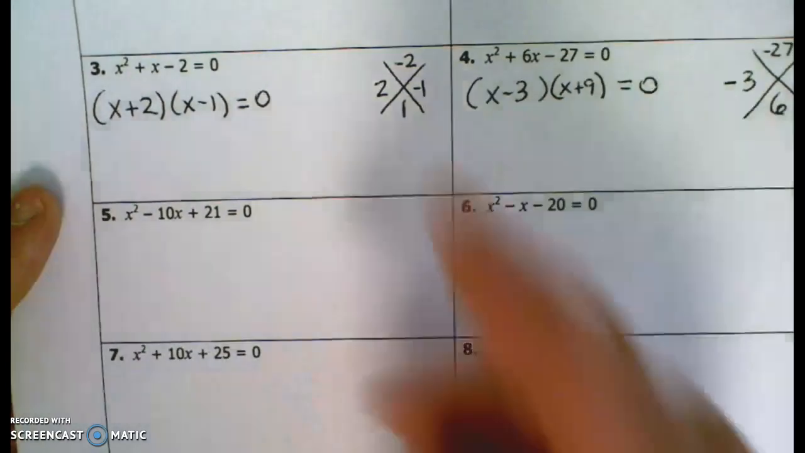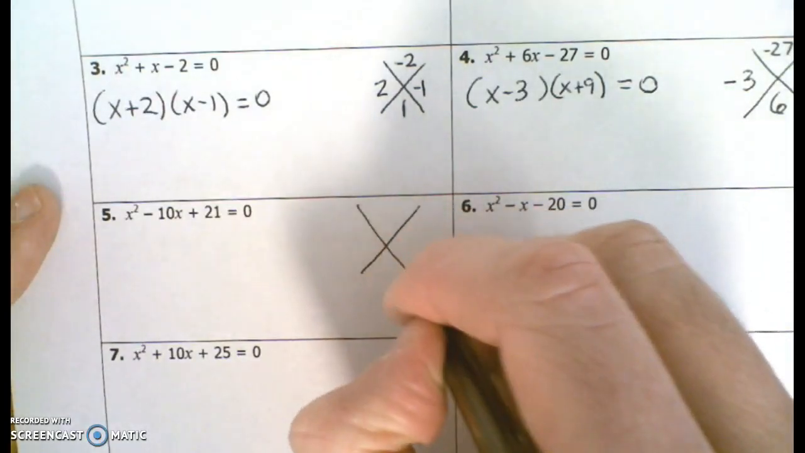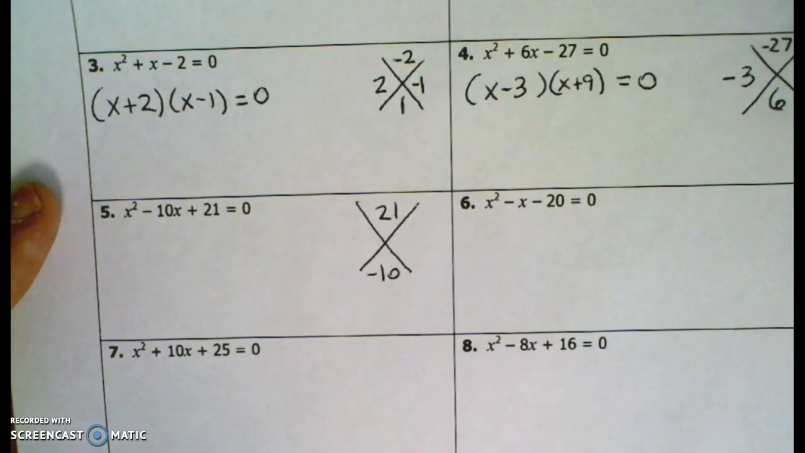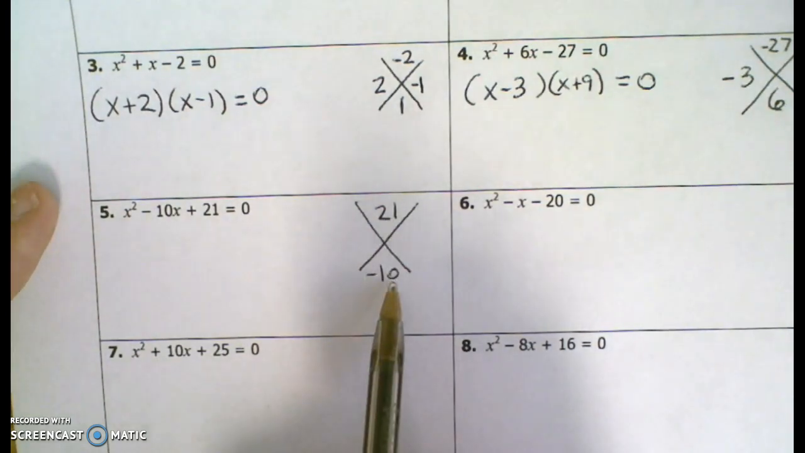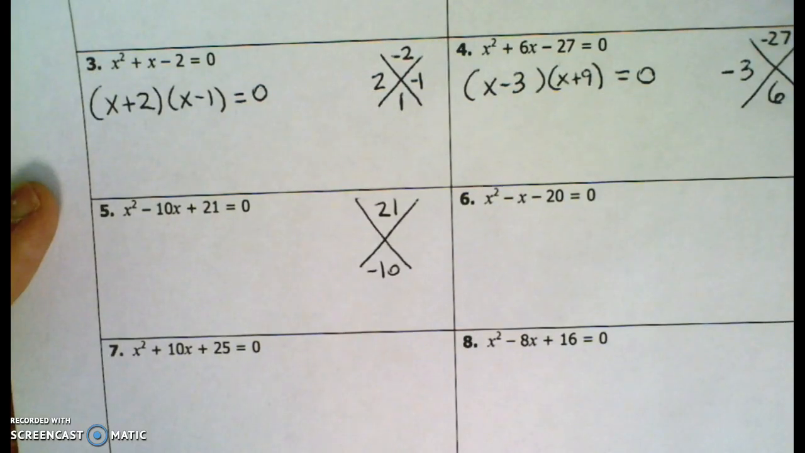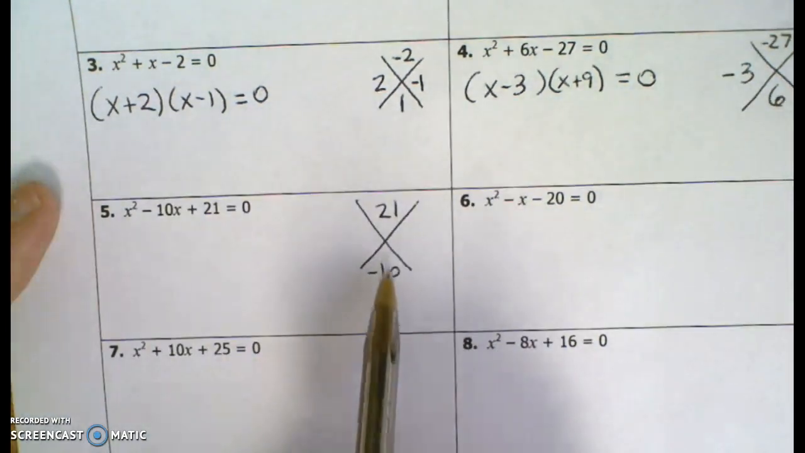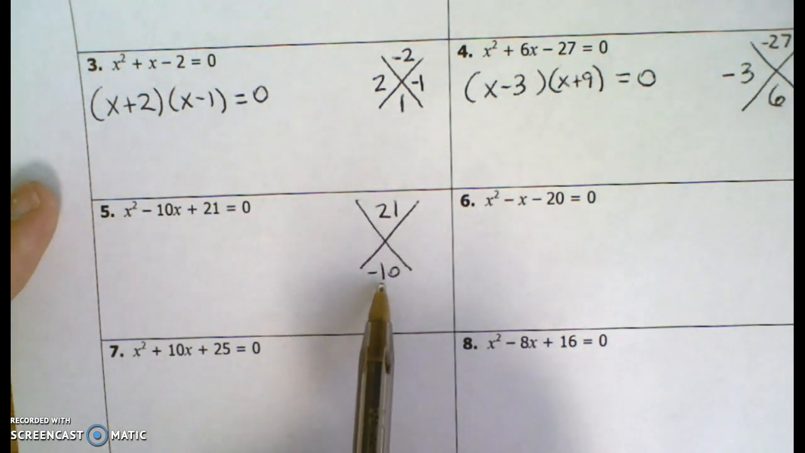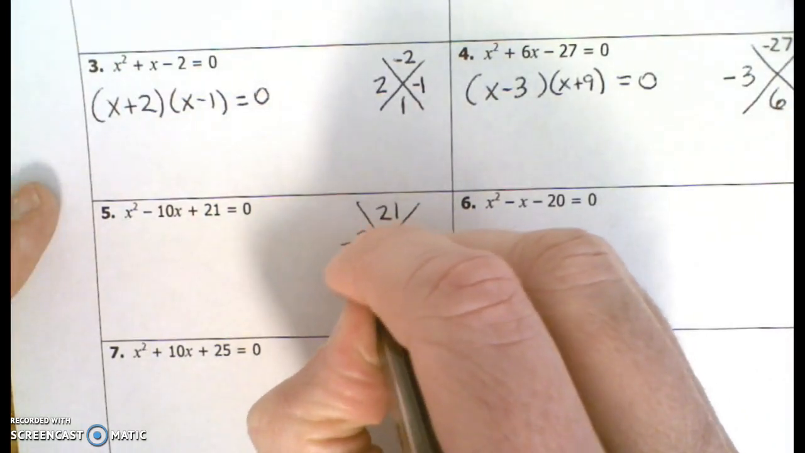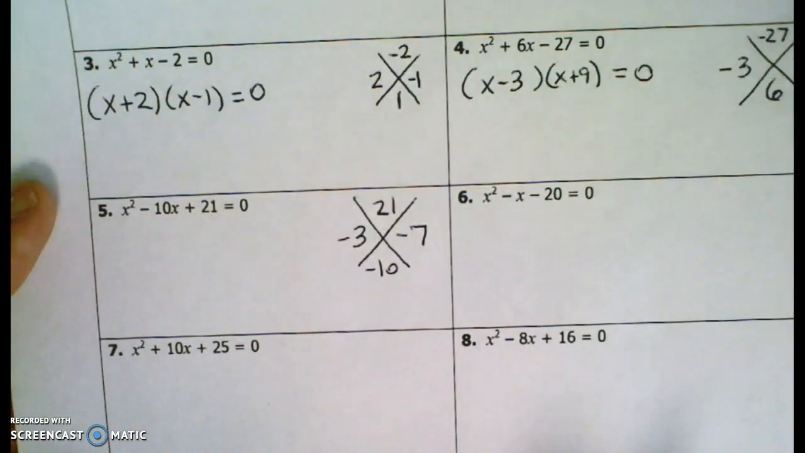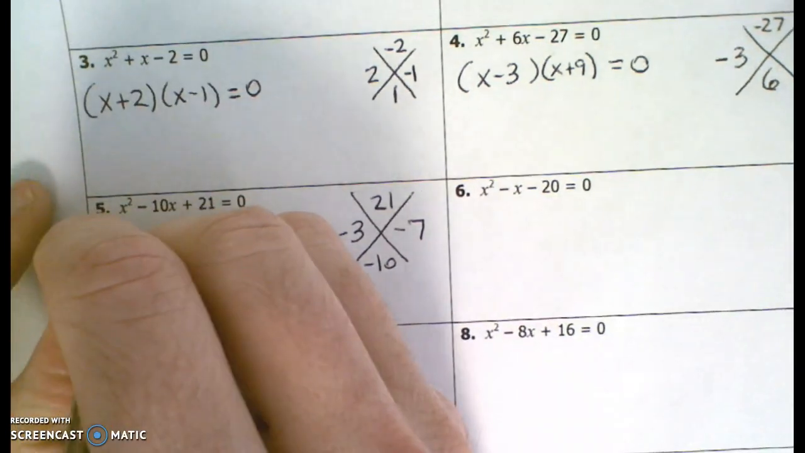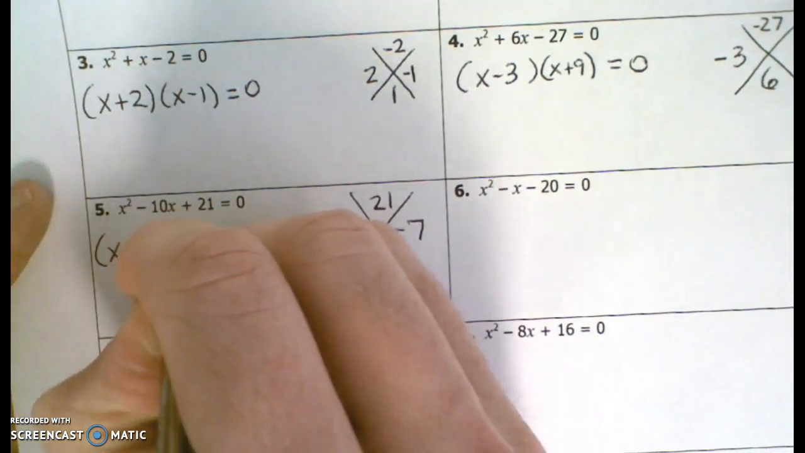Let's try the next example. So I need two numbers that multiply to give me 21 and add to give me -10. So now in this case, the top is positive, so that means that my two numbers have to be the same sign. And I know the bottom is negative, so that means they both have to be negative. So two numbers that multiply to give me +21 are -3 and -7. And if I add those together, that gives me -10. So the factors here, remember it goes x minus 3, x minus 7.